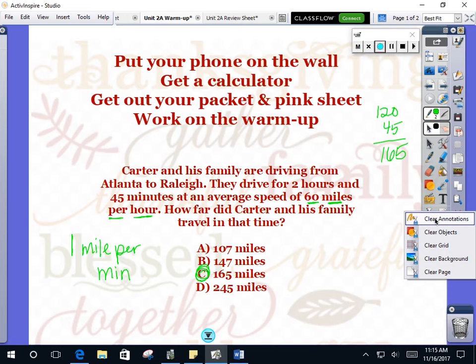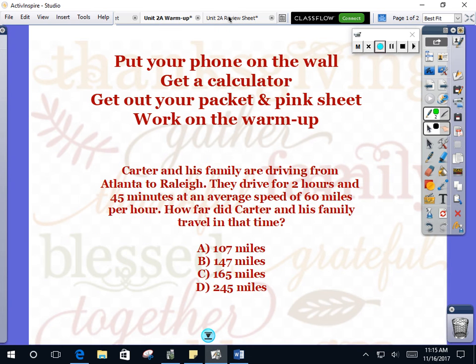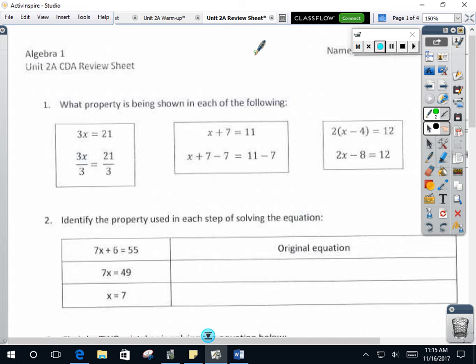Okay, now get out your review sheet. We're going to go over it. Number 1, what property is being shown in each of the following? Okay? Right, you can see from this given equation and this step 1 that they divided by 3 on both sides, and they're doing that in order to cancel out the 3 beside the x, and that is the property of equality for division, or you can just write division POE.